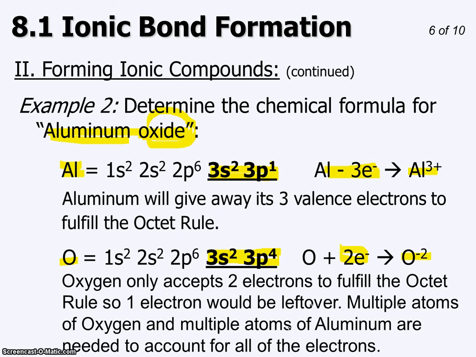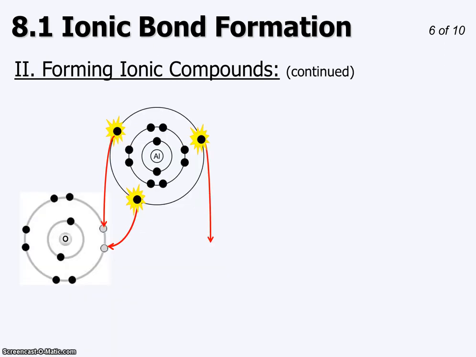So the number of electrons being transferred between these atoms is uneven. Oxygen only accepts 2 electrons to fulfill the octet rule. So if aluminum was giving away 3, 1 electron would be left over. What this means is that multiple atoms of both the oxygen and the aluminum are needed. So here we have aluminum with its 3 valence electrons being given away. 2 of them can go to the oxygen atom, but there is 1 unaccounted for. So if we have a second oxygen atom, now all of aluminum's valence electrons are accounted for.